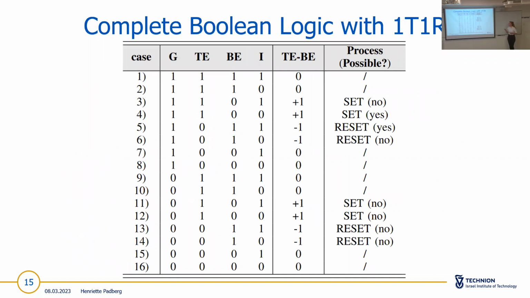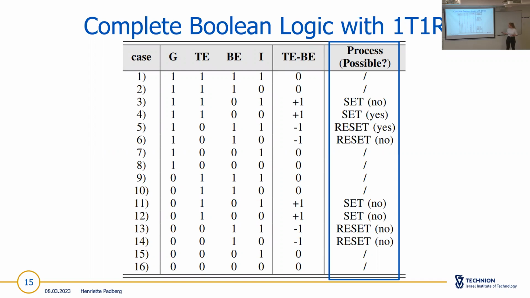If we now consider all different combinations that are possible with 4 inputs, we can see we get this table here, and then for each case we can calculate the difference between top and bottom electrode, and it can be either 0, so there's no difference, or +1 that corresponds to a set process, or -1 that corresponds to a reset process. But not only the difference between top and bottom electrode is important, but also if the transistor is open and in which state the memristor is initially. So we can see here if the process is possible.